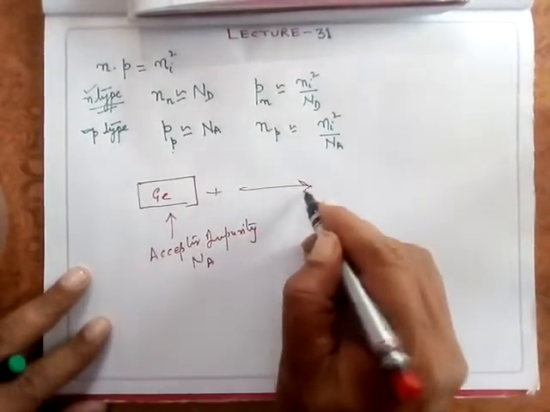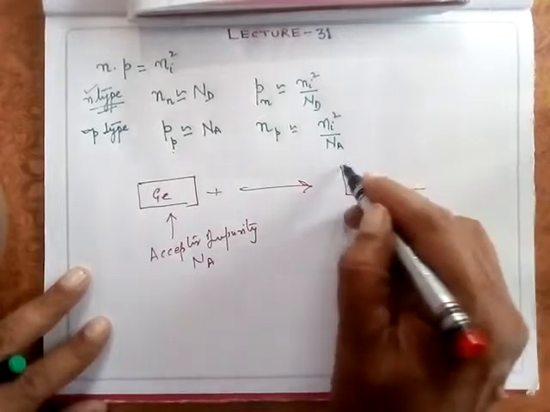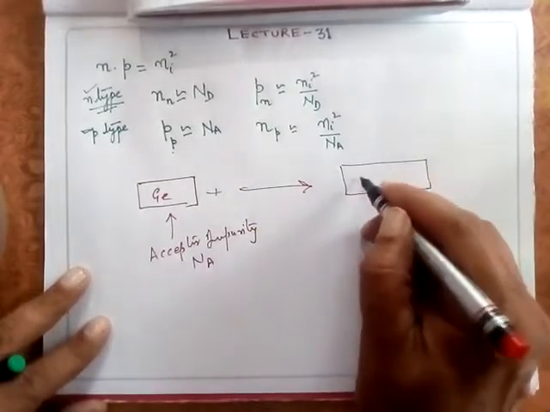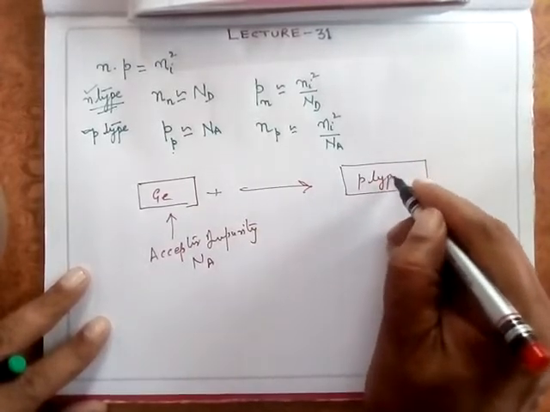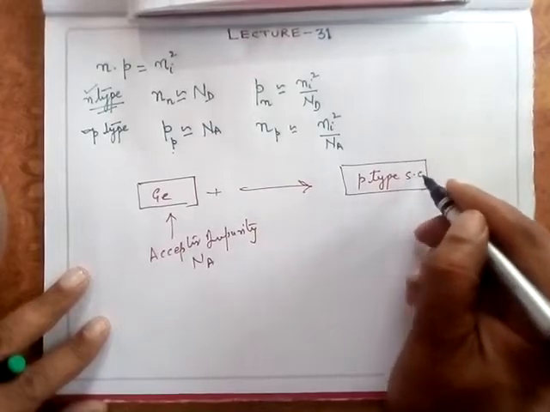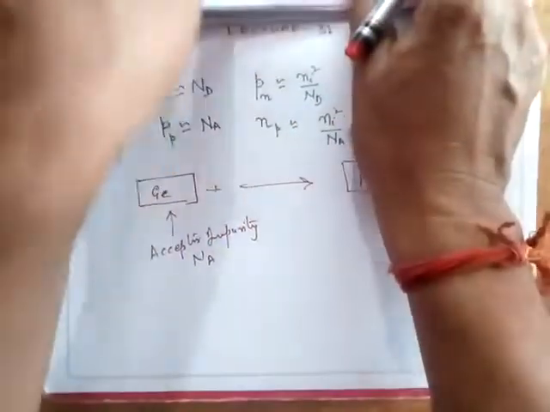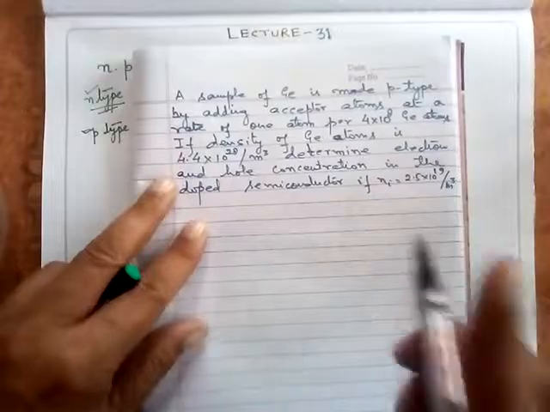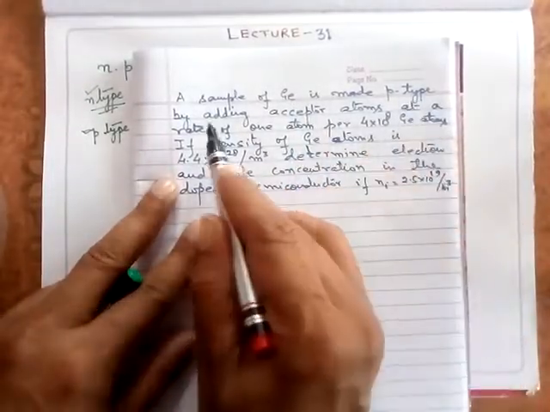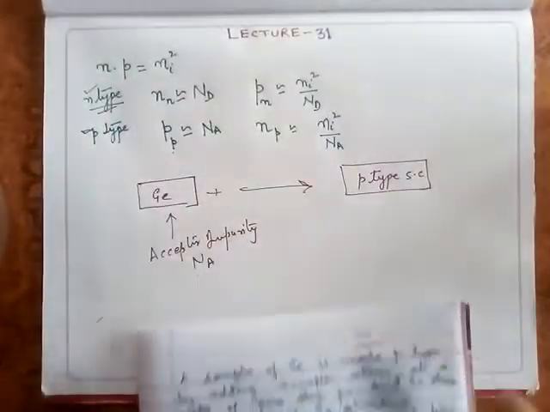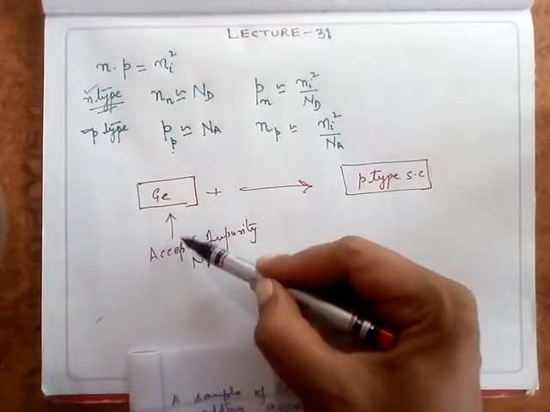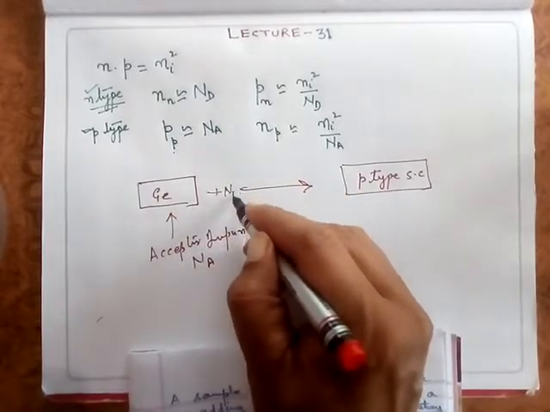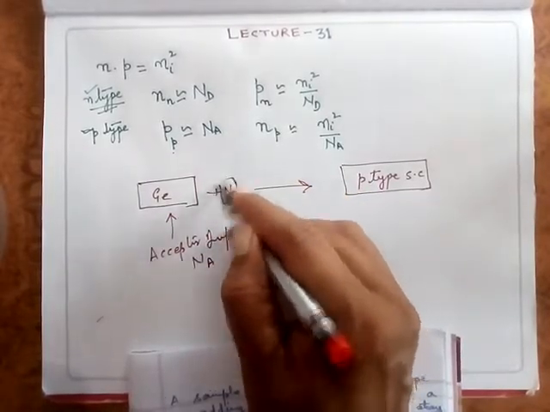The resulting semiconductor is a p-type semiconductor. Of course, it is germanium. Now, look at the problem again. A sample of germanium is made p-type by adding acceptor atoms. It is made by adding acceptor atoms, Na, here.